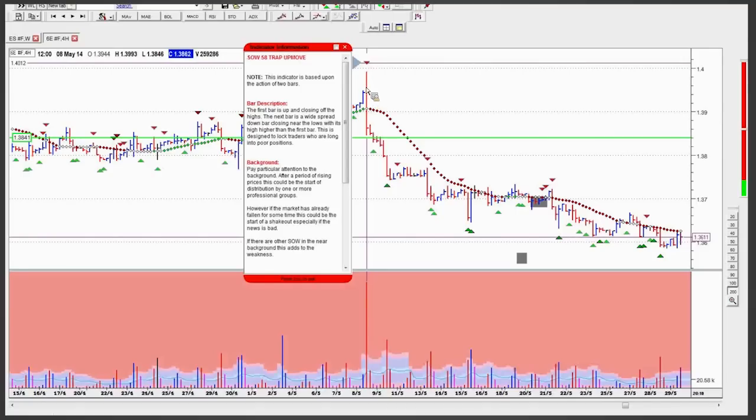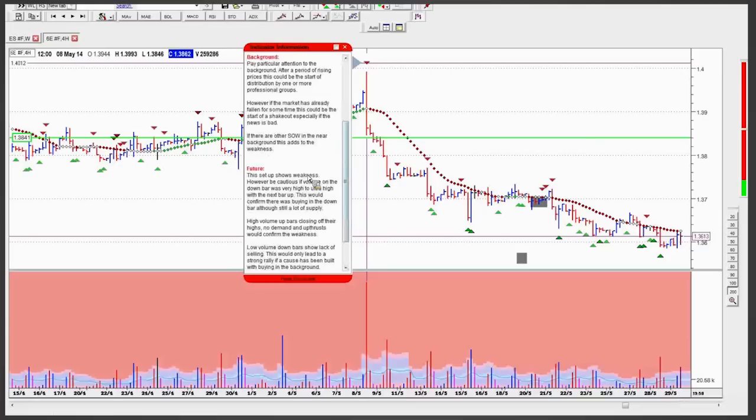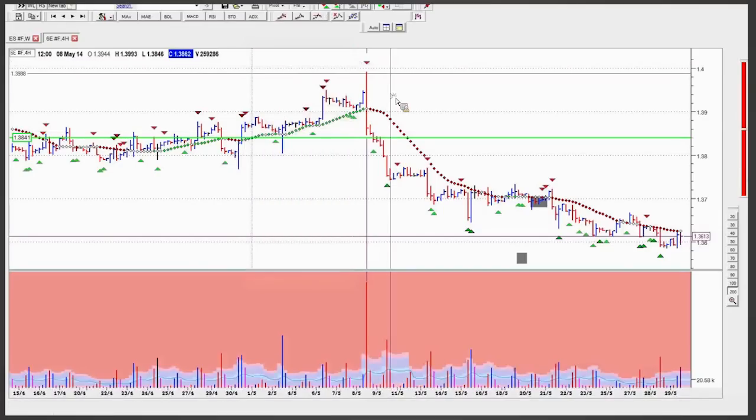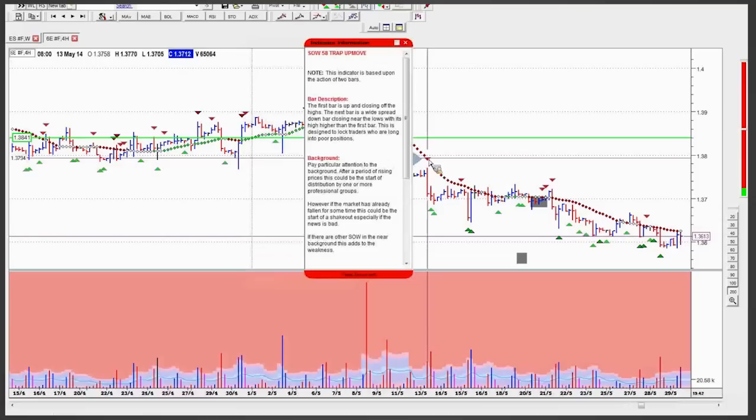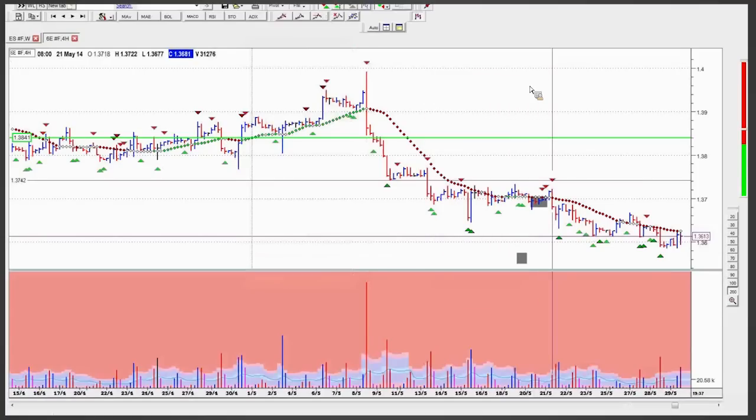The first bar is up, closing off the highs. This one here, the first blue bar, closing off the top of the bar. The next bar is a widespread down bar, closing near the lows with its high higher than the first bar. This is designed to lock traders who are long into poor positions. Guess what? Boom. This setup shows weakness. Bang. And all the way down, we get the same signals coming in, here and here. Ladies and gentlemen, volume spread analysis works.